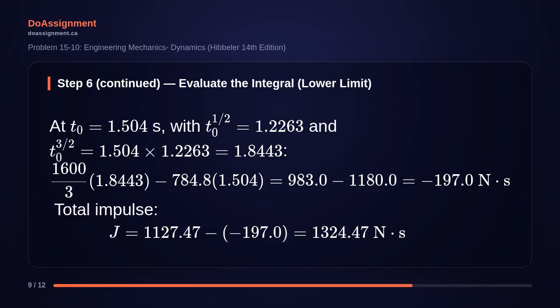Evaluating at t naught of 1.504 seconds, 1600 over 3 times 1.8443 minus 784.8 times 1.504 equals 983.0 minus 1180.0, which is negative 197.0 newton seconds. Subtracting the lower limit from the upper limit gives a total impulse of 1127.47 minus negative 197.0, equal to 1324.47 newton seconds.